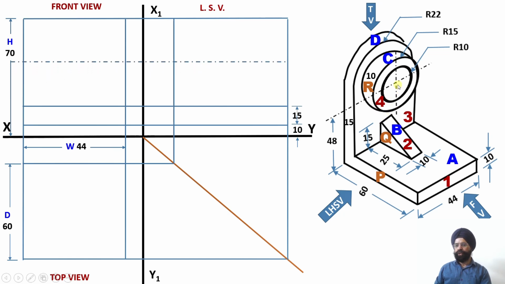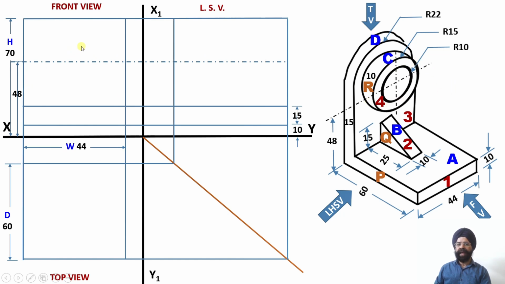And now I need to locate the axis of the circular portion. The axis of the circular portion is located 48 millimeters from the base. This is my bottom or the base. So 48 millimeters from the bottom, I have to draw this center line corresponding to these circular portions. So please check, I have marked 48 millimeter from the bottom. It is not from the top of surface A or from this surface. It is from the bottom. So from the bottom, I have marked the horizontal line corresponding to the axis of these circular portions.